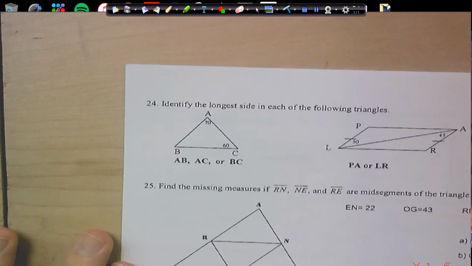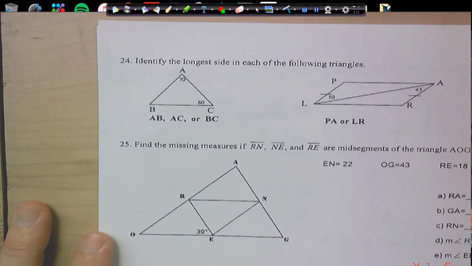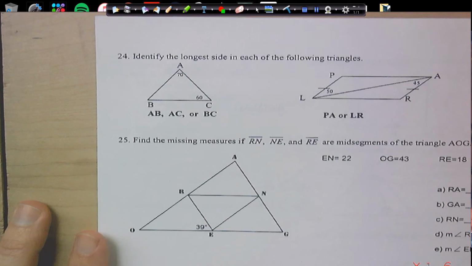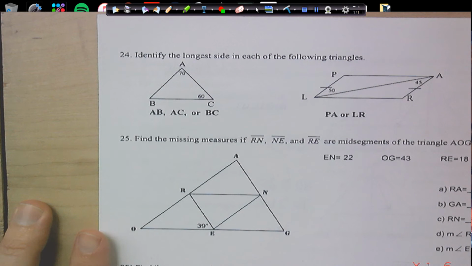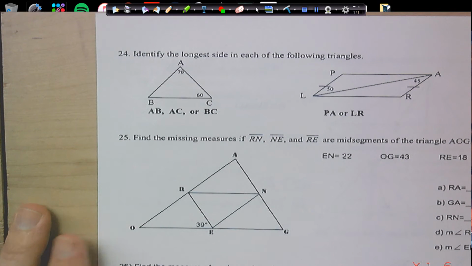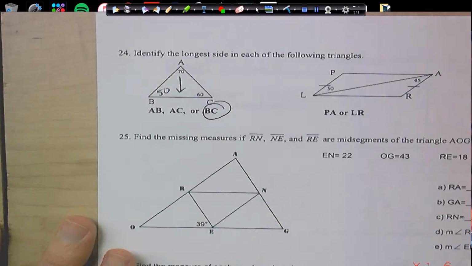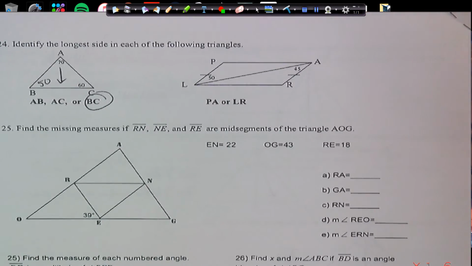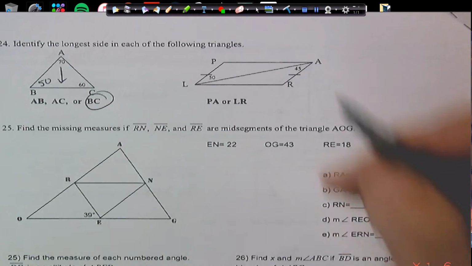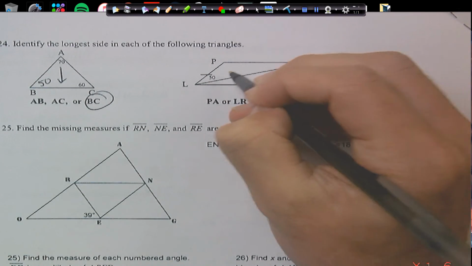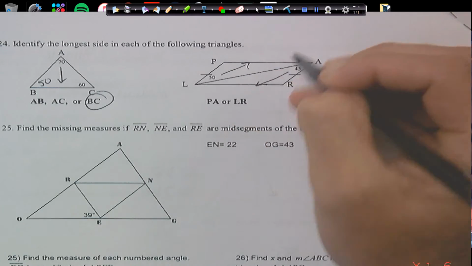Back page, brother. Okay, here we go. We got 70, we got 60. We got to find the other angle so we don't make a mistake. It says longest side. 70 plus 60, 130. So we got 50. So it doesn't even matter. Opposite 70 is BC. Brilliant. Next over here, PA or LR. Well, we got 45 or we got 50. I'm going with the 50, so PA.